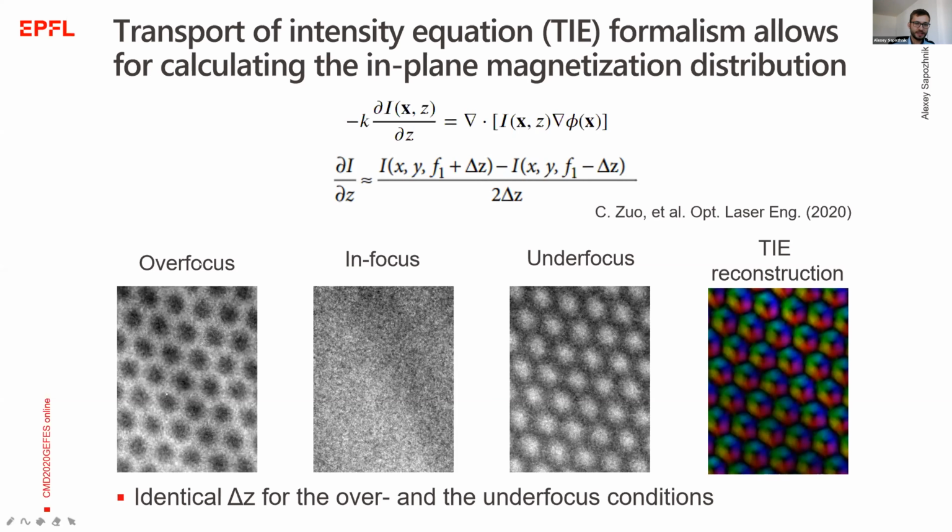In the experiment, it's necessary to take three consecutive images for overfocused, infocus, and underfocus, using identical defocus for both the over- and underfocused images. Then these three images will allow for TIE reconstruction, and one can obtain this nice colorful picture which color codes the magnetization direction.